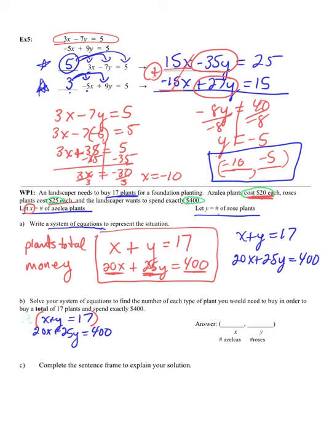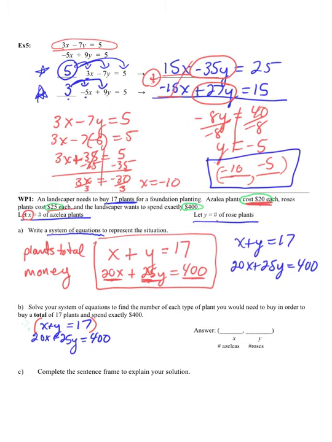Oops. Oh, I just made an error. Hold on. Whew, there we go. So I'm going to multiply this by 20. Oops.